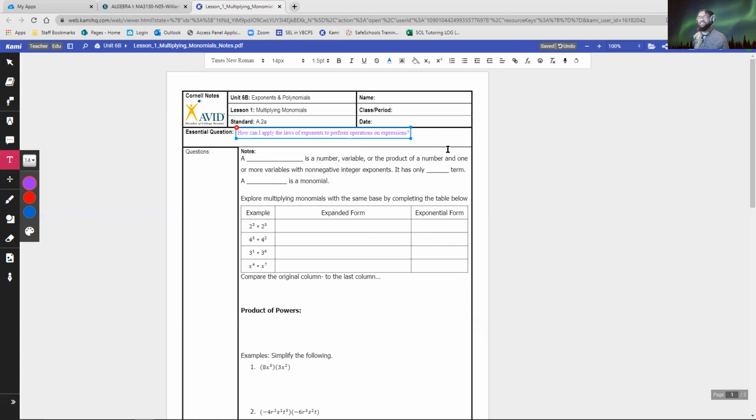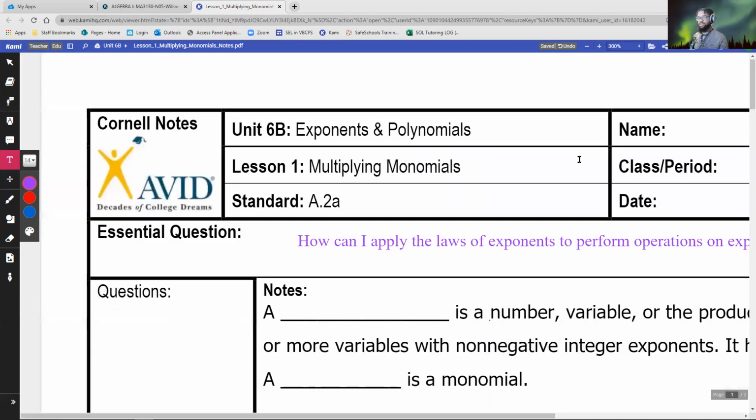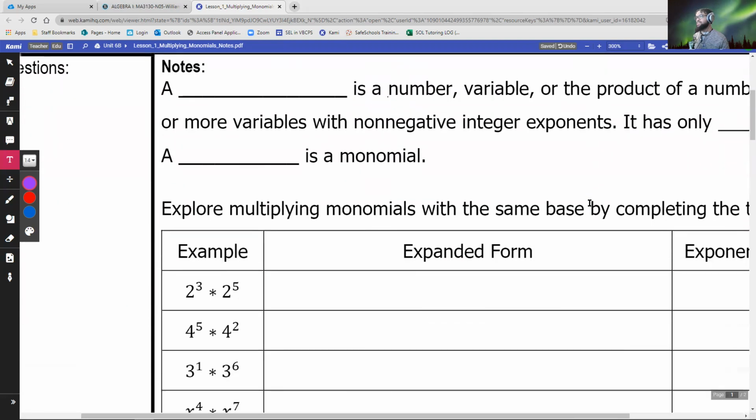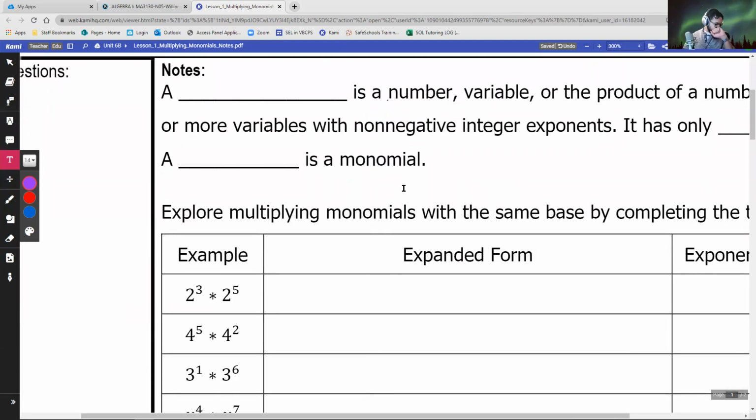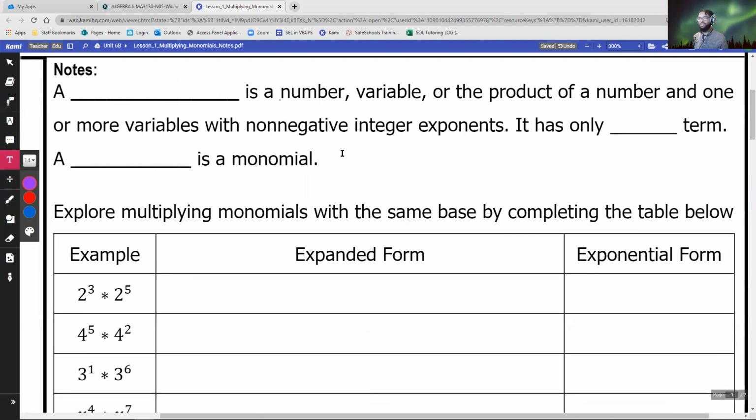By the end of this lesson, you will know how to do that, at the very least with monomials, to a degree. We'll cover more of this as we move forward. Let me zoom in because I'm probably going to be typing out a good bit of this. The first thing we need to do is define a few things and understand how some of this works.